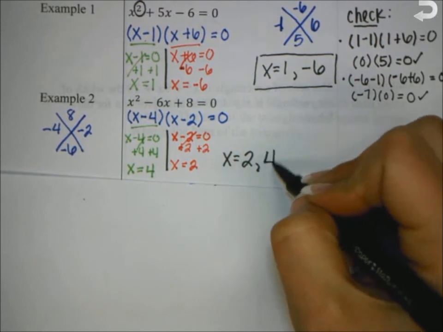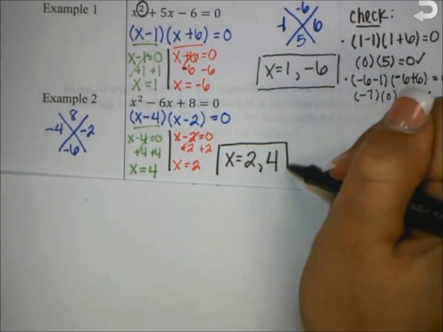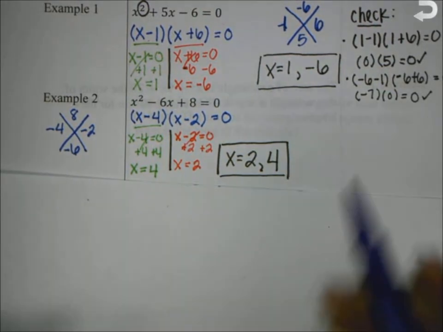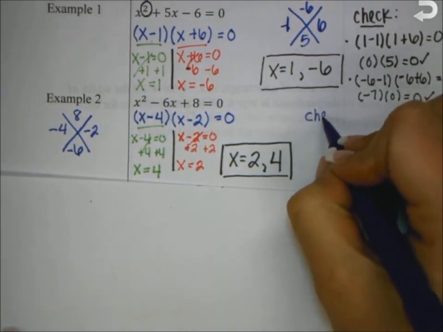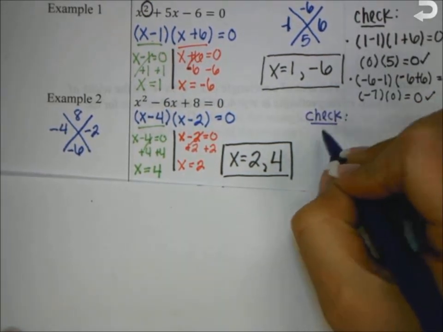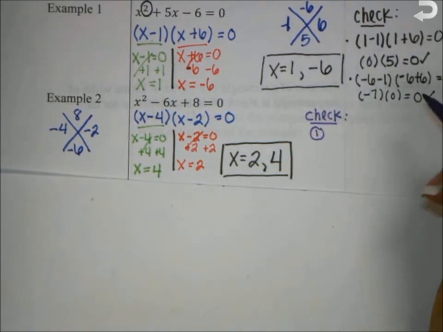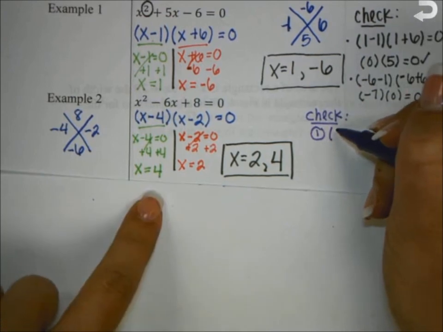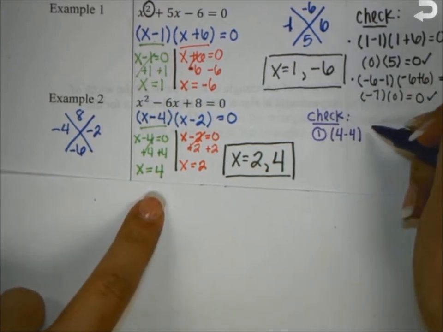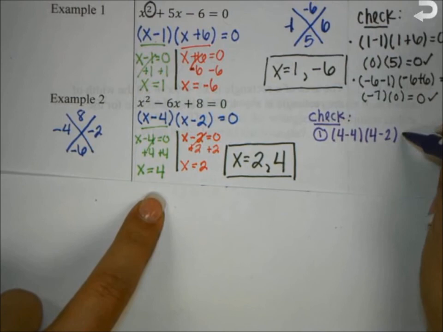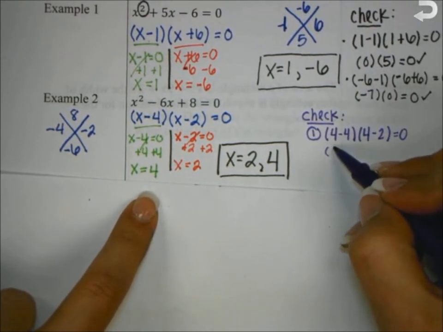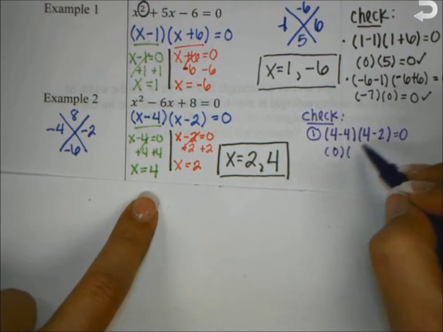How do I check it? Plug them in. So I have to do 2 checks, right? Okay. First check. X minus 4, so we would get 4 minus 4 times 4 minus 2, and we want that to equal 0. 4 minus 4 is 0. 4 minus 2 gives me 2. And 0 times 2 is 0. So it checks, right?